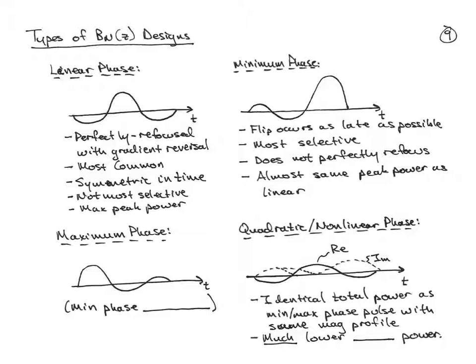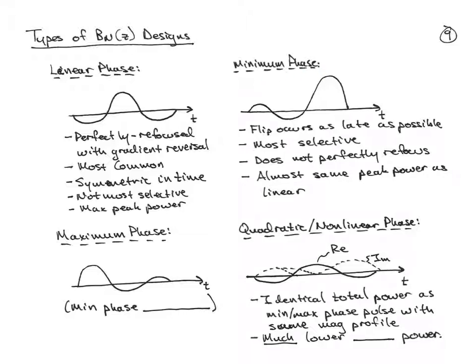So some types of beta polynomial designs are linear phase. This is the most common. It's a type of pulse that looks like a windowed sinc function, basically. It's perfectly refocused with gradient reversal. That is, you play a gradient trapezoid during the pulse and then you play half its area afterwards. It's symmetric in time. You can flip it backwards or forwards and you'll get the same waveform. It's not the most selective generally, and it has the maximum peak power, but not by a huge amount.